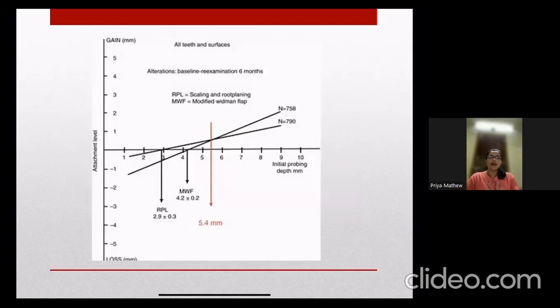Okay, so this is a graphical representation showing how they formulated and found the 5.4 mm critical probing depth. The first of the 3 markings that we can see is 2.9, which is the non-surgical. Next is the 4.2, in which we do the modified Widman. So they have drawn a tangential line and arbitrarily found a value of 5.4, which they claim to be for surgical treatment, the critical pocket depth of 5.4.